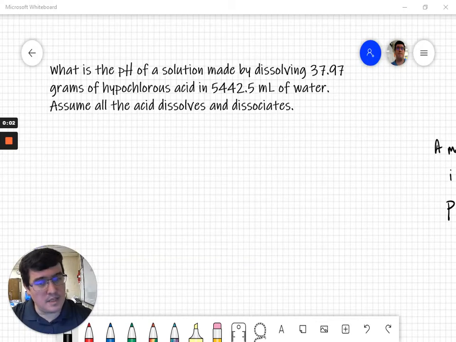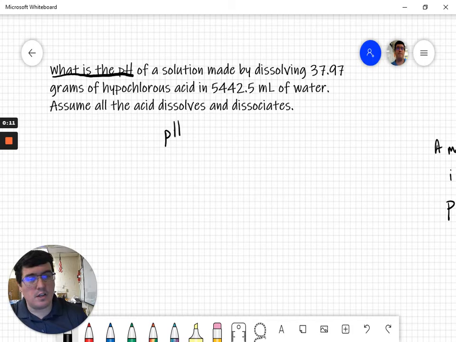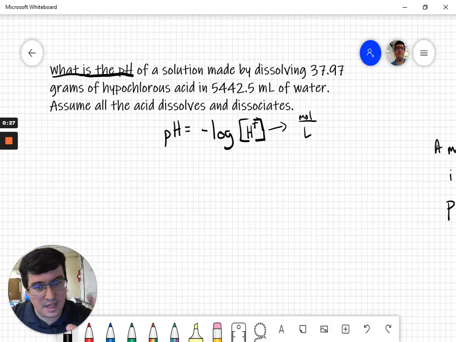So this problem is asking us to find the pH of a solution. So we're going to remember that pH equals the negative log of the hydrogen concentration. And I have to remember that this concentration is always in moles per liter. So there has to be enough information inside this problem for me to be able to figure out moles per liter, because I need that to find pH.